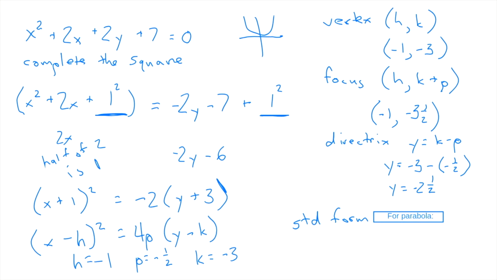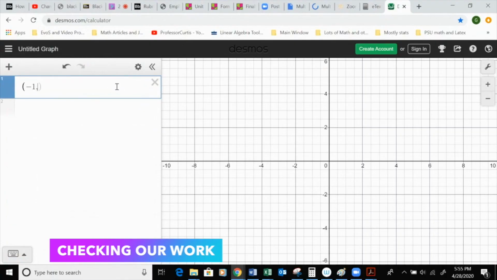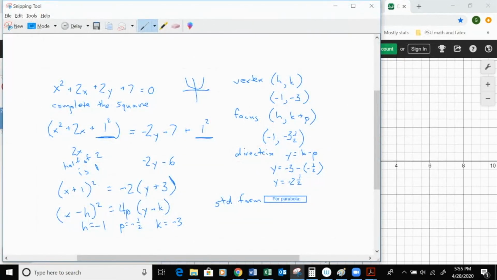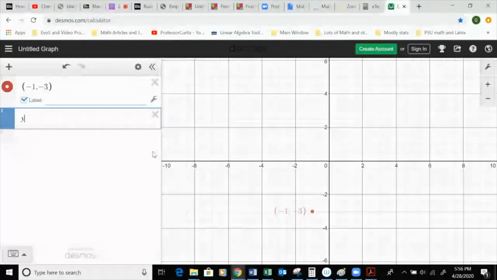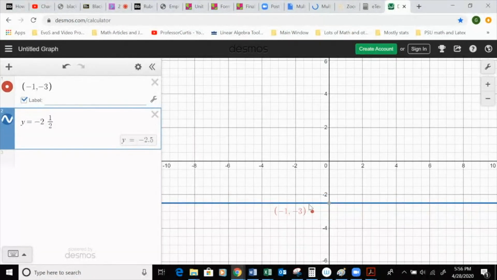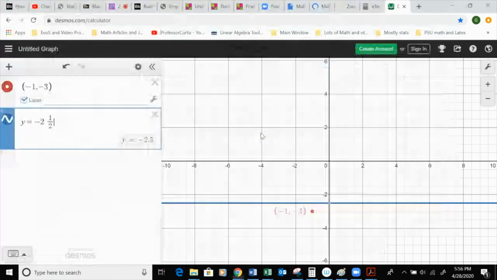And you remember, with completing the square, the main trick is how you set it up. Should we check this one? It wouldn't kill us to check. You open up Desmos and try it to see if it looks right. So here comes Desmos: negative 1, negative 3, and there's a point. I might as well label it. That's the vertex. And there's also a directrix, y equals negative 2 1/2. And there's this line. If this is the vertex, here comes the focus: negative 1, negative 3 1/2.